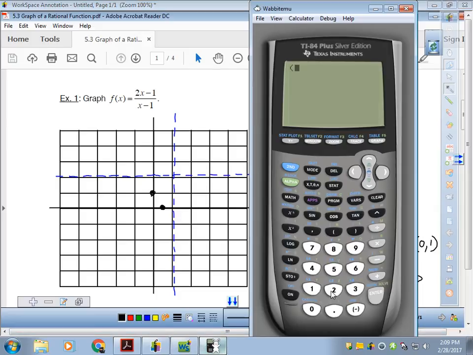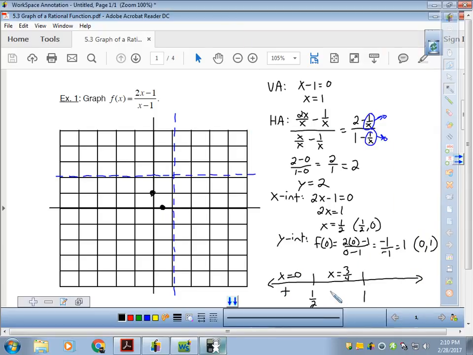So I'm going to have 2 times 3/4 minus 1 divided by, parentheses, 3/4 minus 1. And so it comes out as negative 2. Again, I really just care that it came out negative.